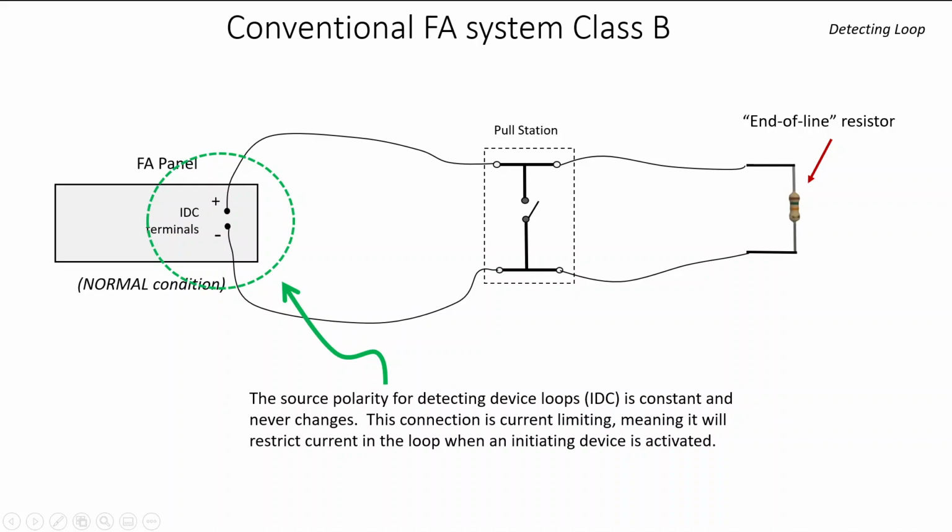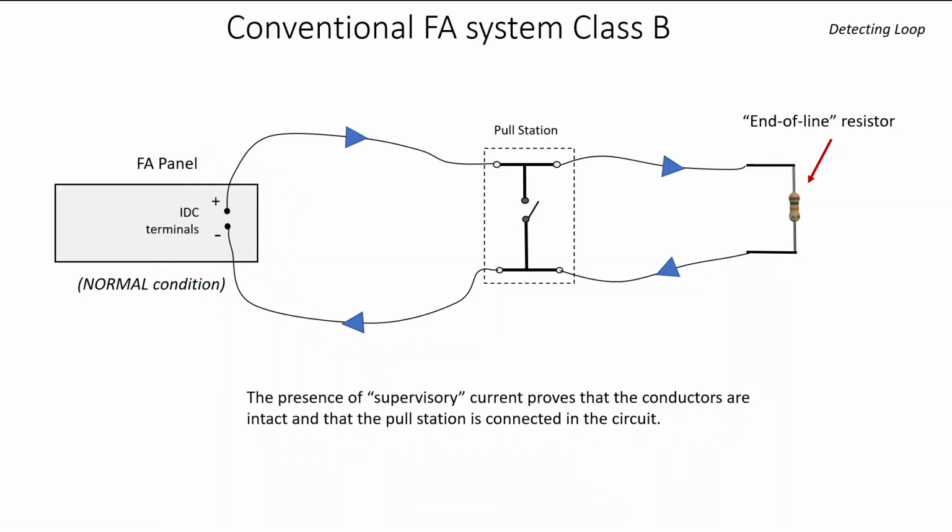But what about that end-of-line resistor? Well, the presence of supervisory current, which is what I'm showing on the diagram right now, proves that the conductors are intact and that the pull station is connected in the circuit. The value of supervisory current is of course determined by the size of the end-of-line resistor, and the fire alarm panel is continually monitoring this current.